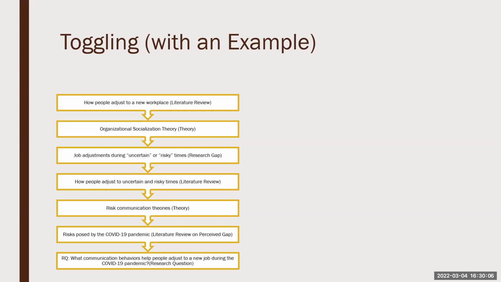So you will then start reading more about organizational socialization theory, as well as continuing your review of the relevant literature. And as you are doing this, chances are you will identify that a lot of current organizational socialization theory tends to focus on situations where there's a great deal of certainty.